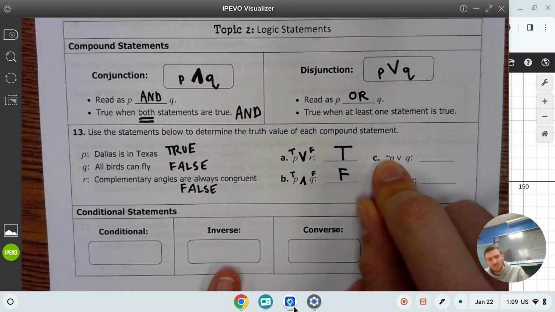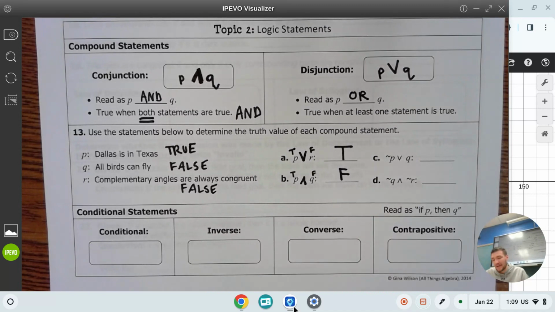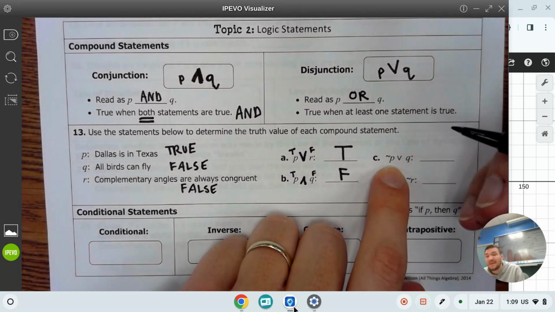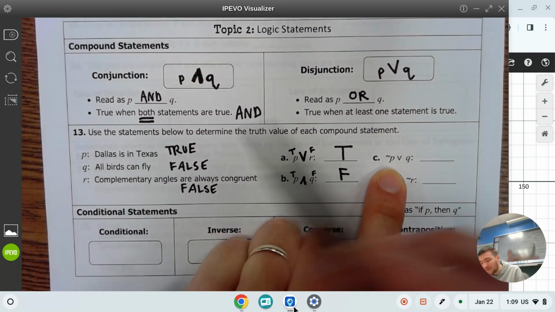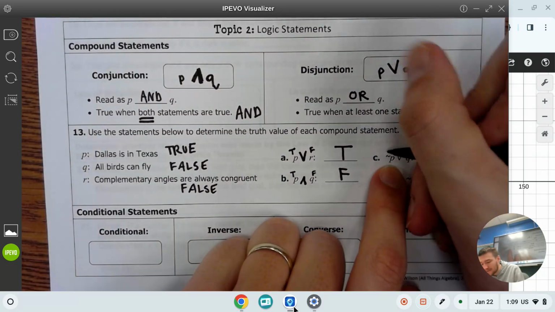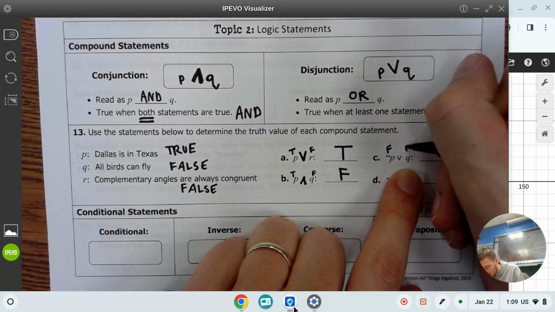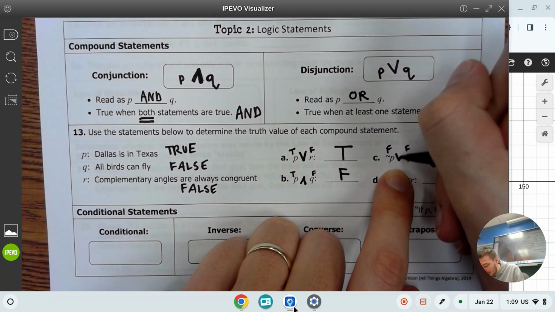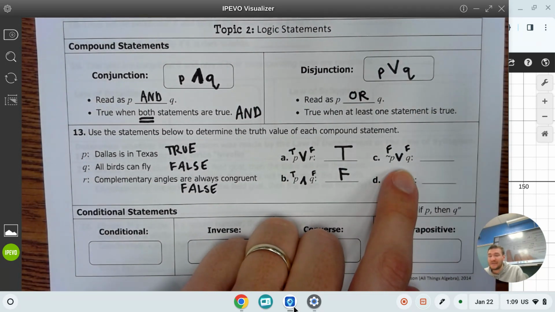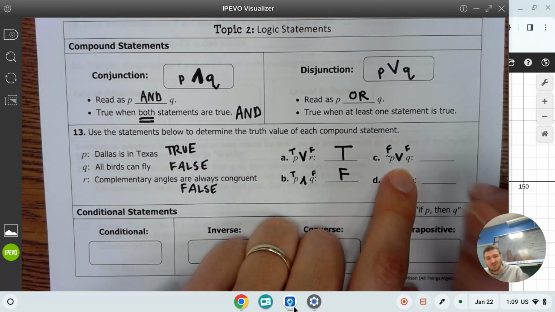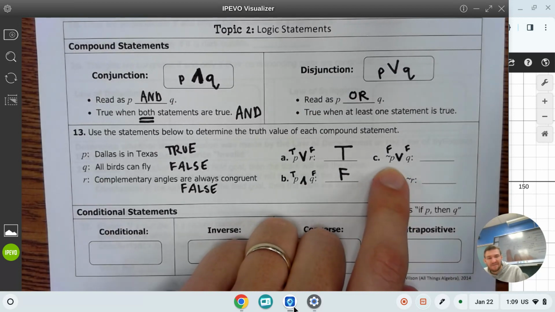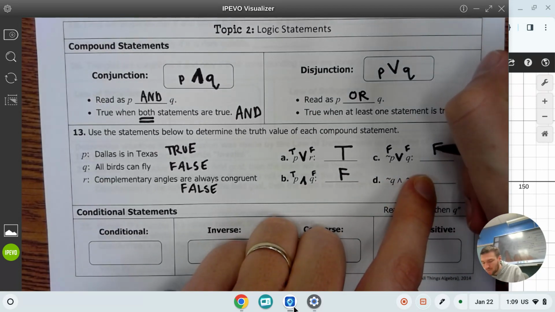Then we got these squiggly lines. You remember what those mean? No. Not. Or basically the opposite. So if P is true, what is not P? False. And Q? False. This V is an or, which means only one has to be true. We don't have any truths. We are working with false.